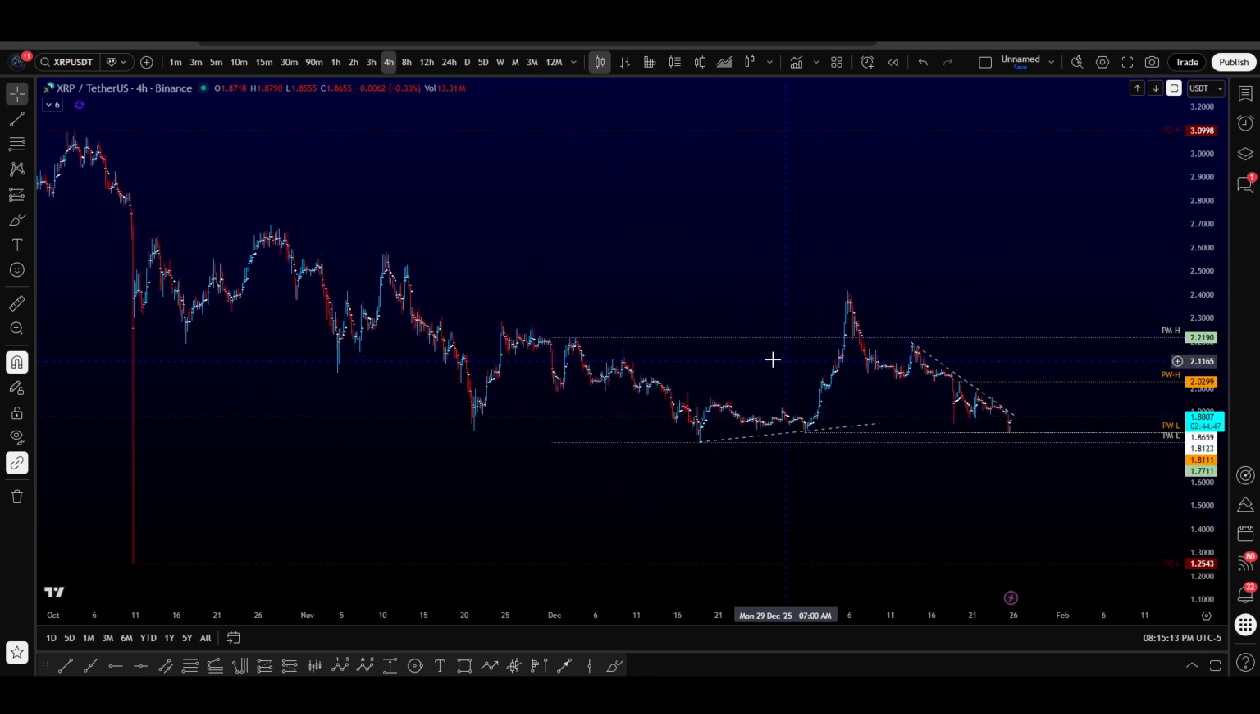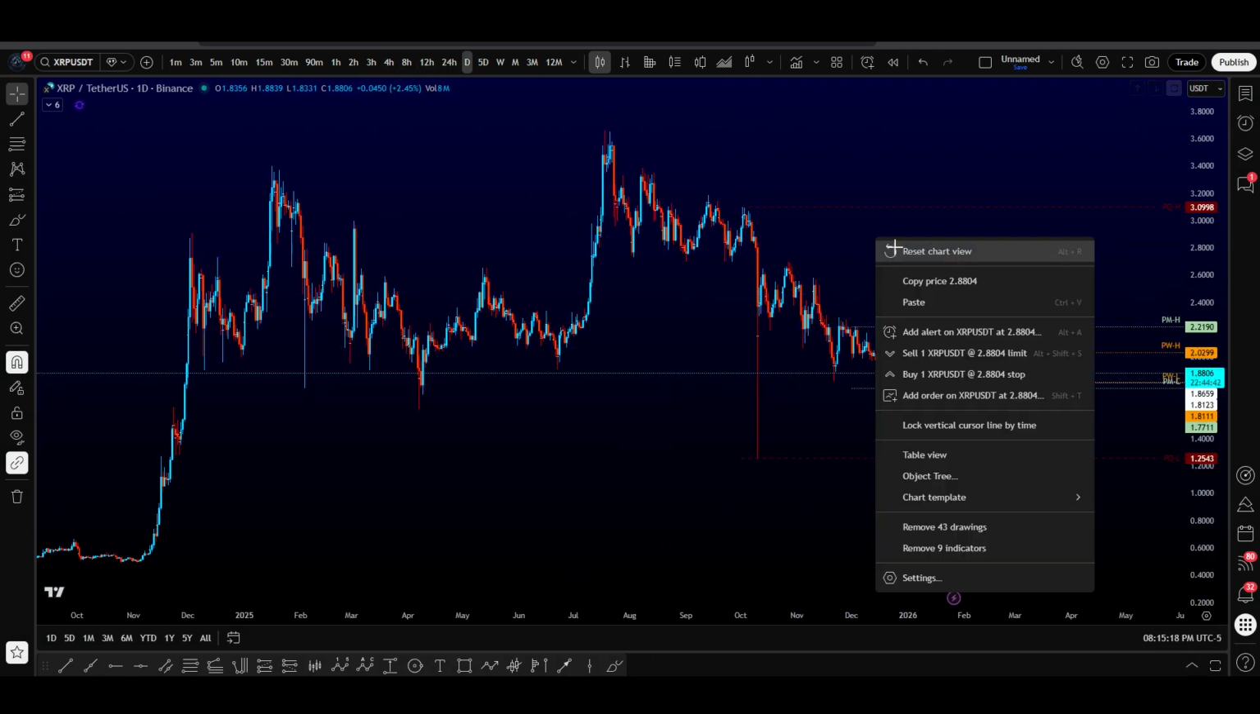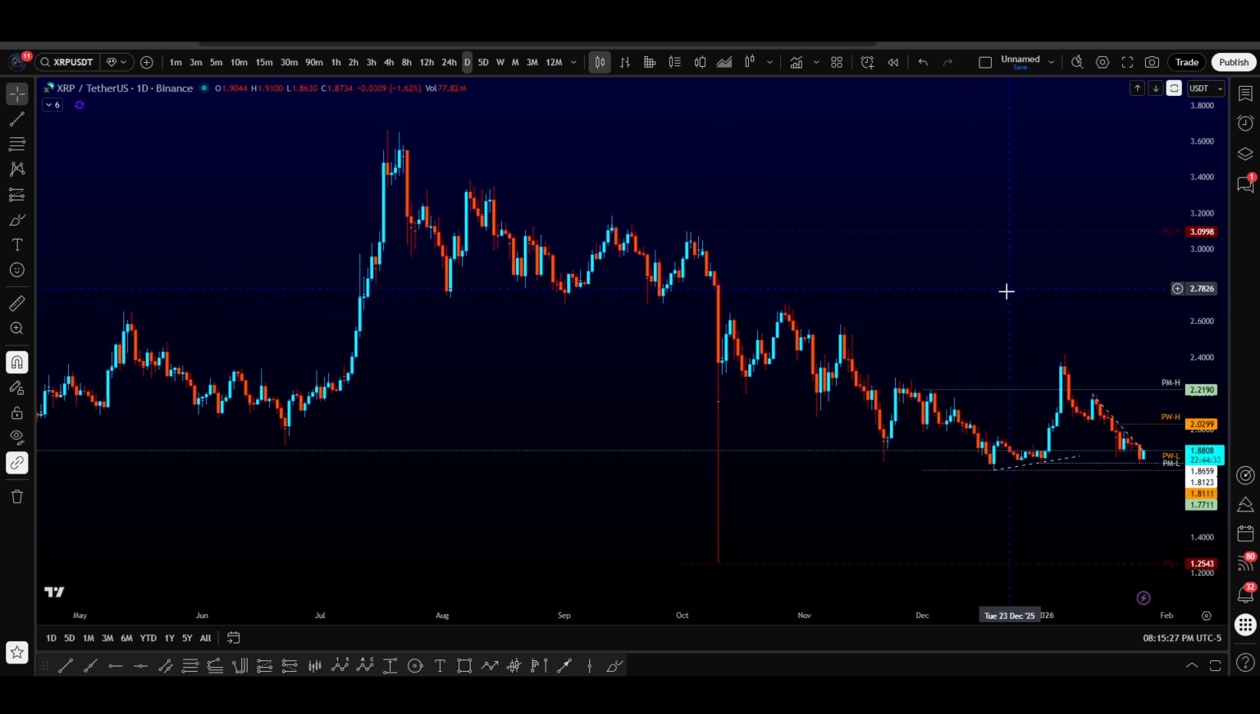So with that being said, in terms of the quarterly, like I said before, with XRP, it's just right there in the middle of last week's quarterly highs and lows. All right, let's go ahead and zoom in a little bit. Let's look at the monthly.